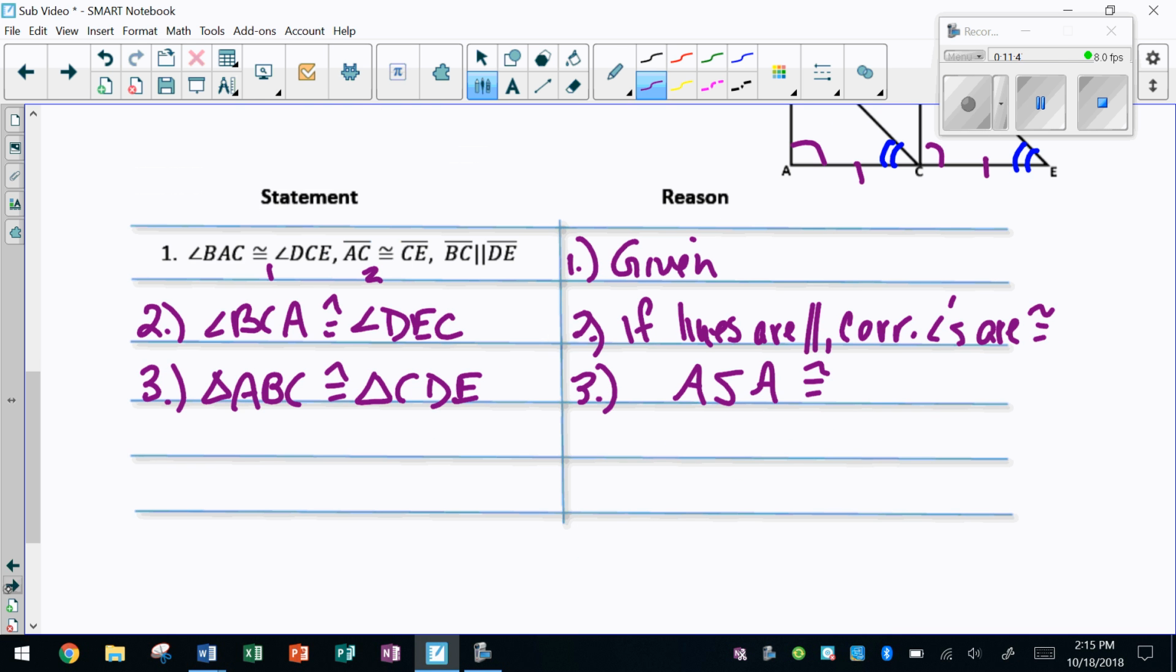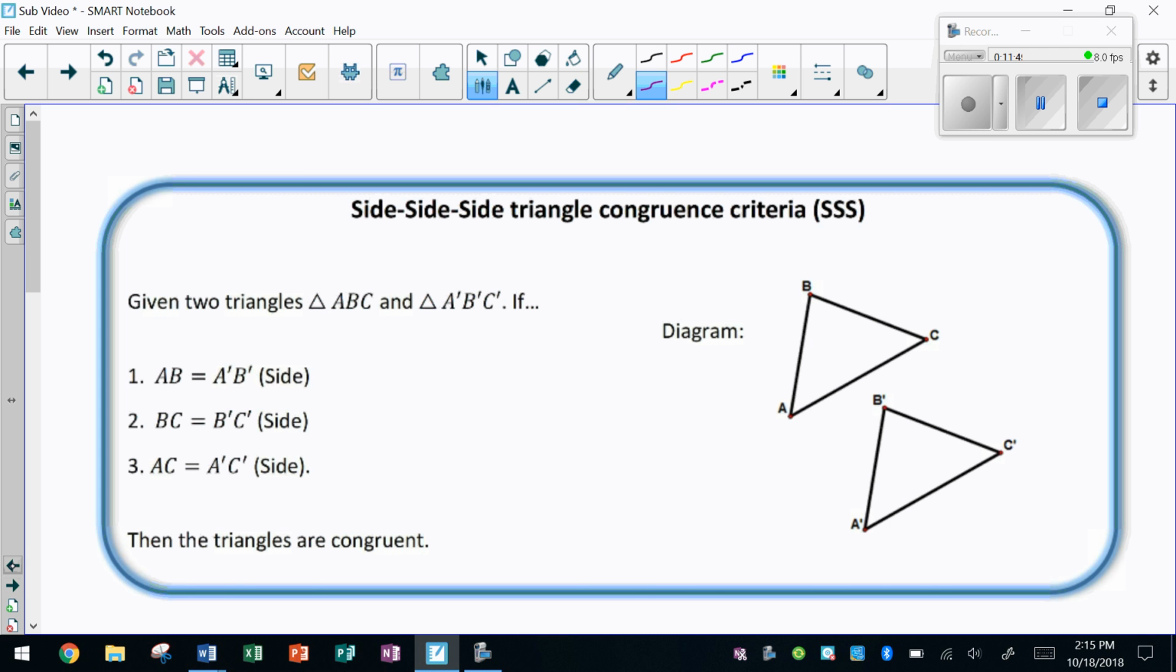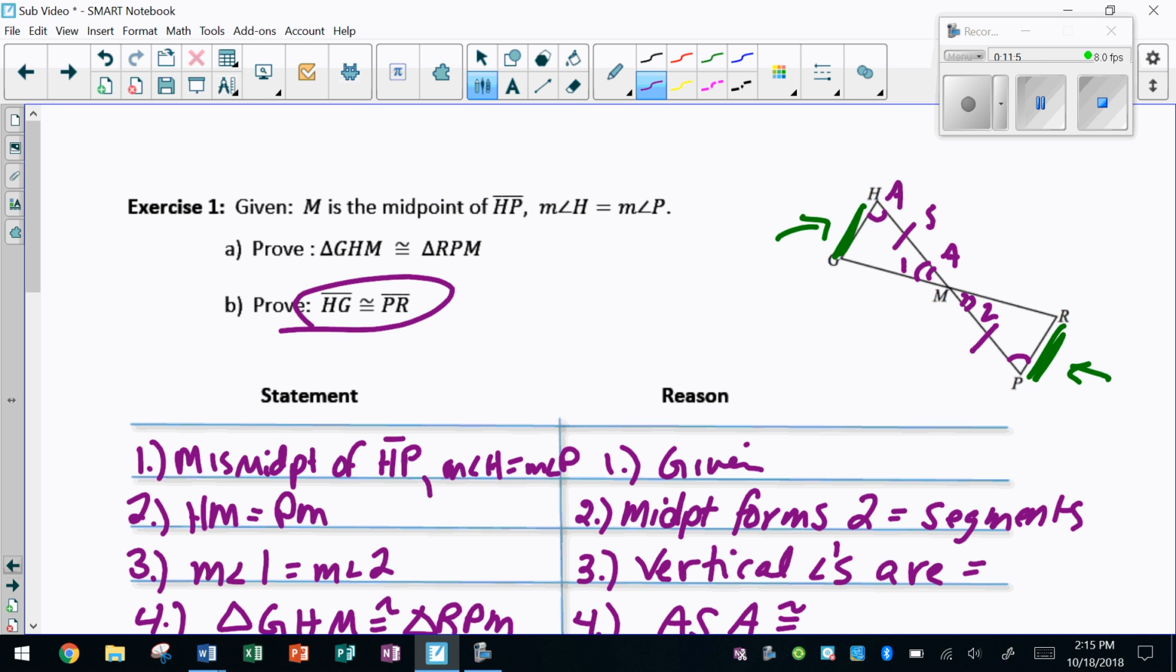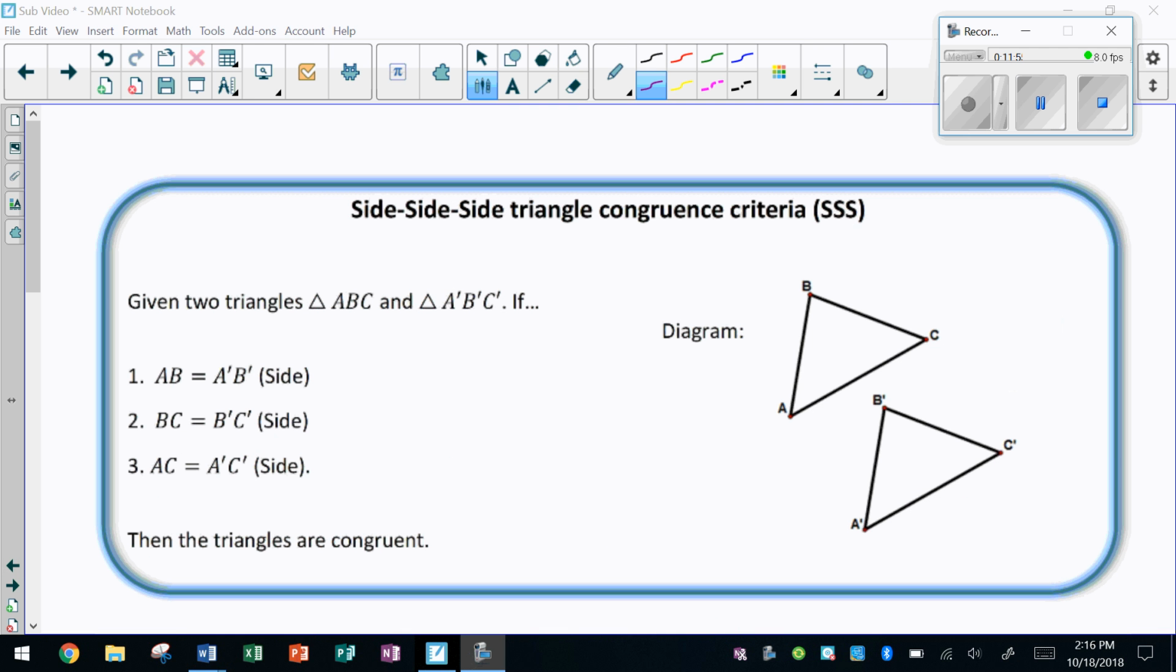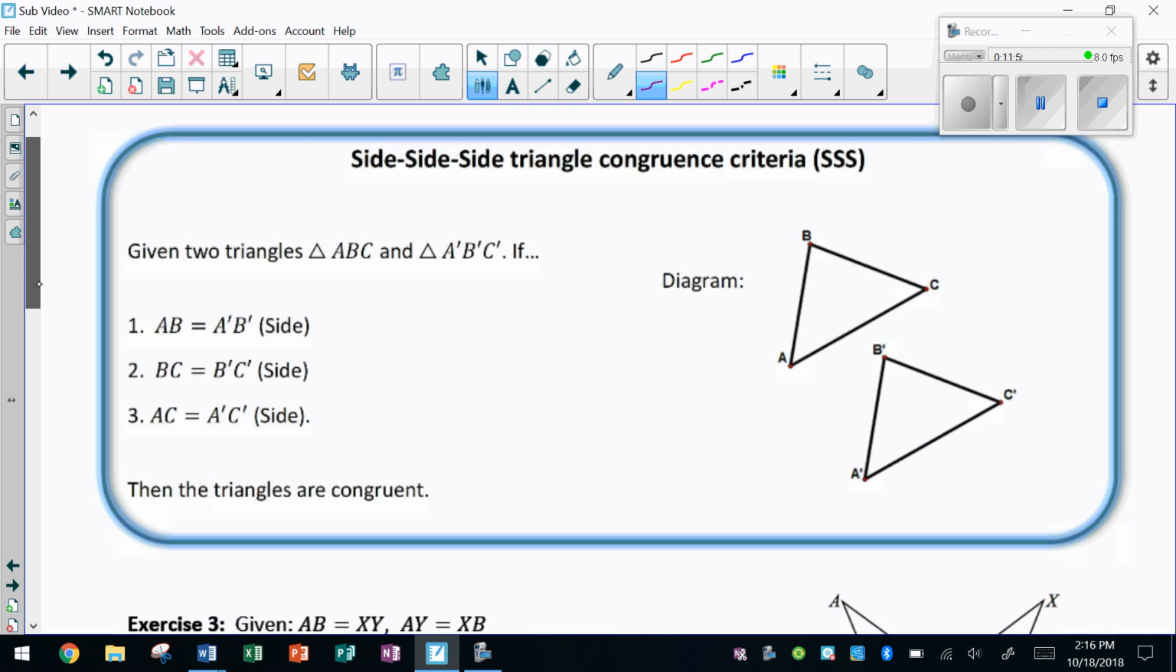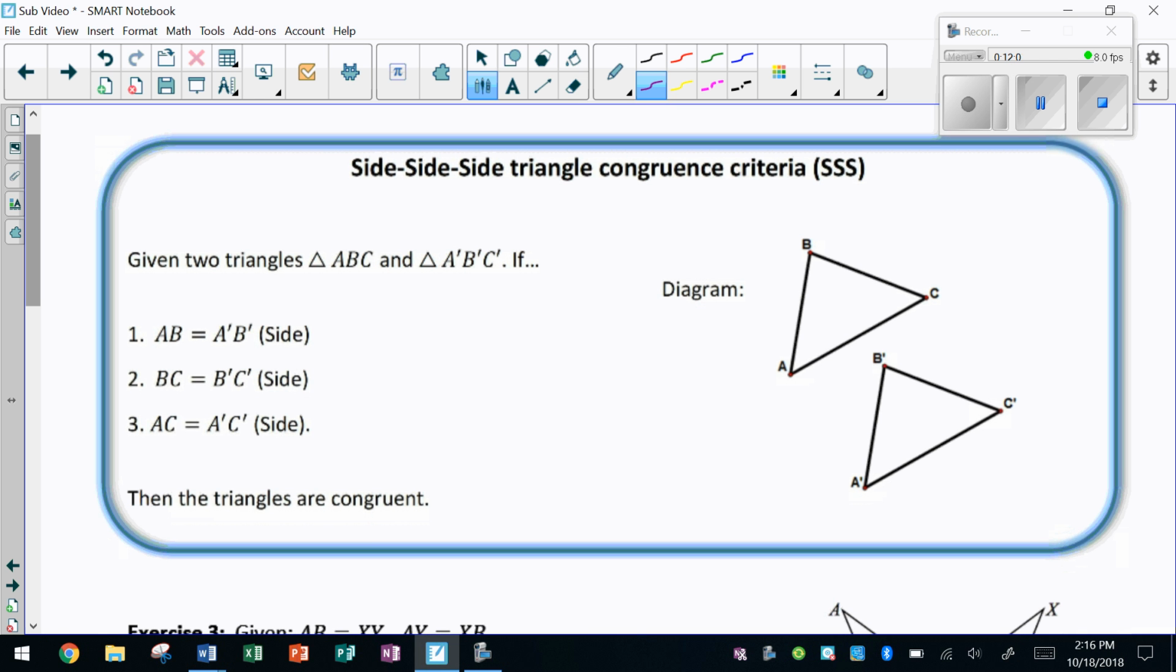All right, turn page, and I think that's it. I think we're done. Okay, so no, we're not done. Here we have the next page in our notebook file. Another congruence criteria, which is called side-side-side triangle congruence criteria.